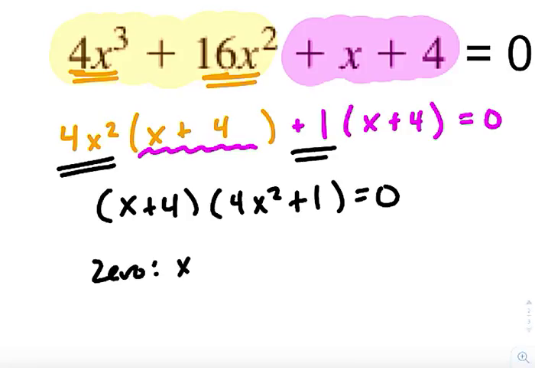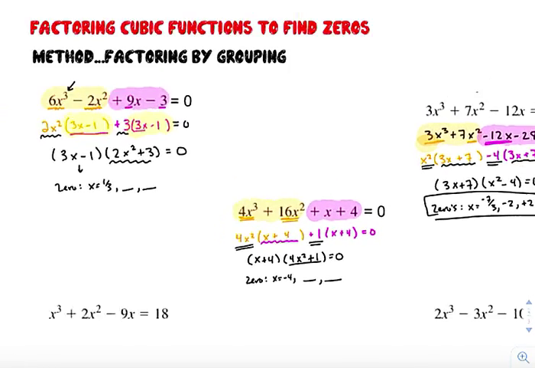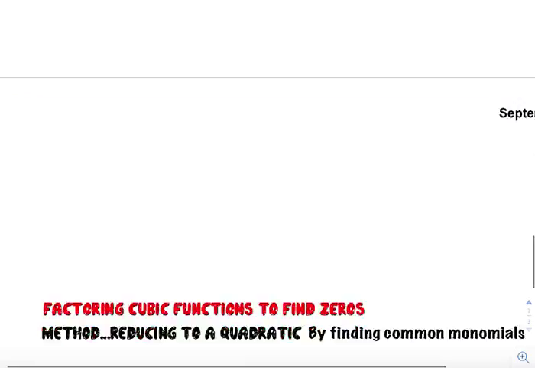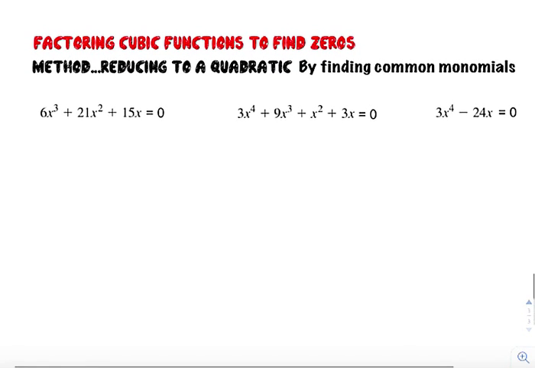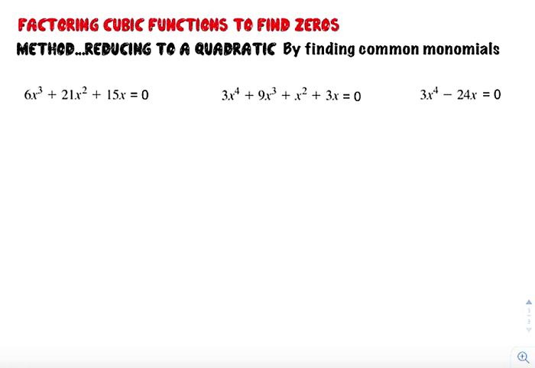So we have 1 zero very quickly. That's going to be x equals negative 4, and then use whatever you want to solve that quadratic. It tends to be a little bit more difficult, and so I'm going to actually just hold off there. Okay. So that's method number 2, factoring by grouping. Let's talk method number 3, which is just going to be actually some common terms.